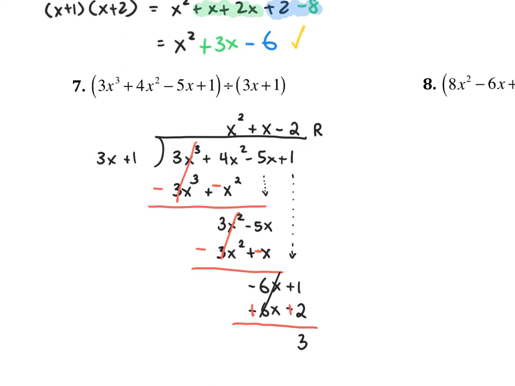So here's my result, and you can use uppercase or lowercase r, I don't mind. I think some books use different notation. And so this is my final result, x squared plus x minus 2, remainder 3. And there we go. Hope that helps.